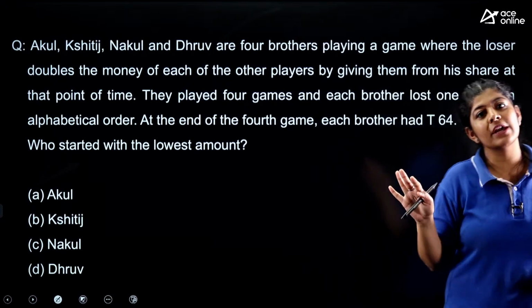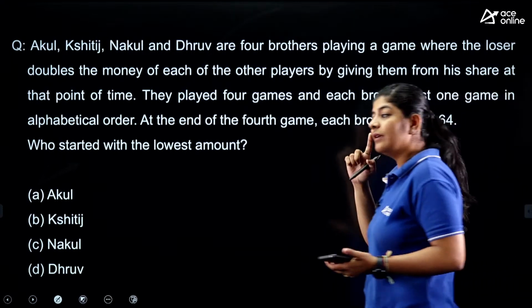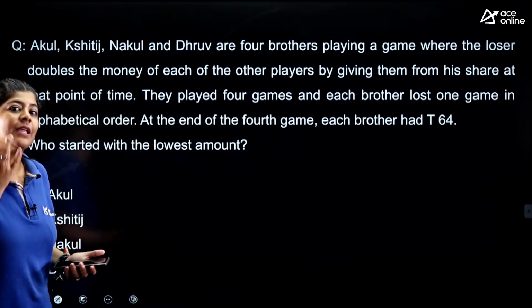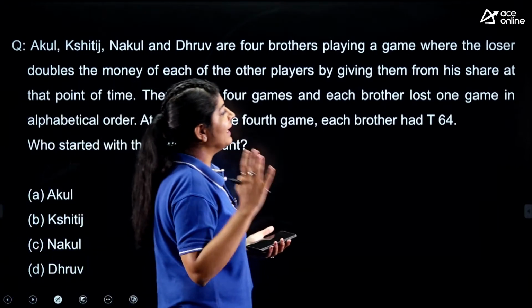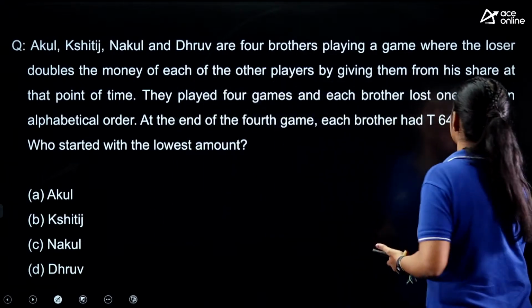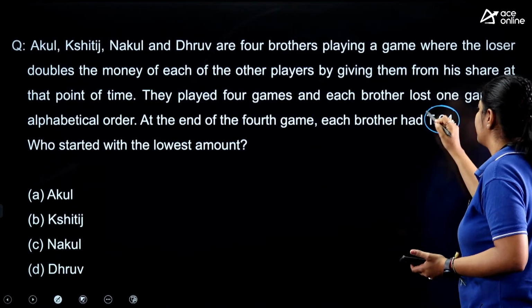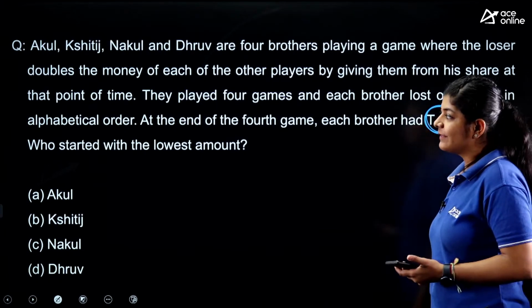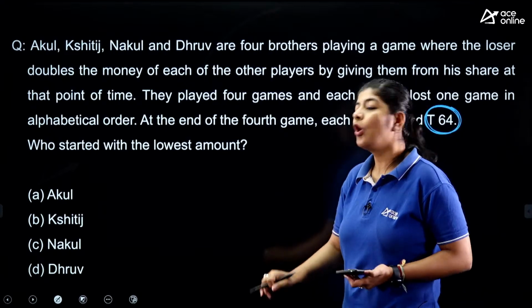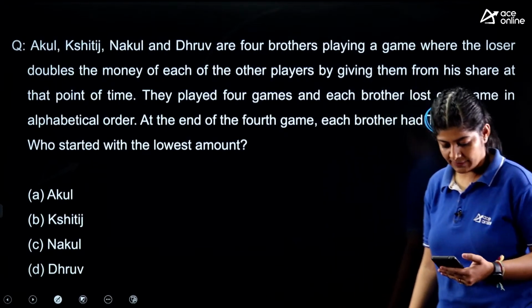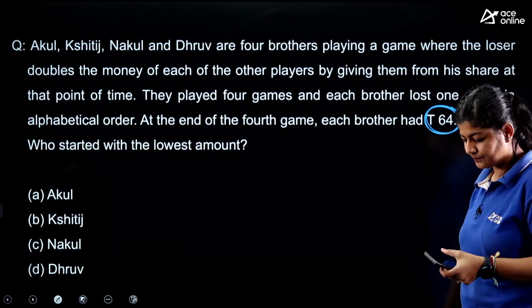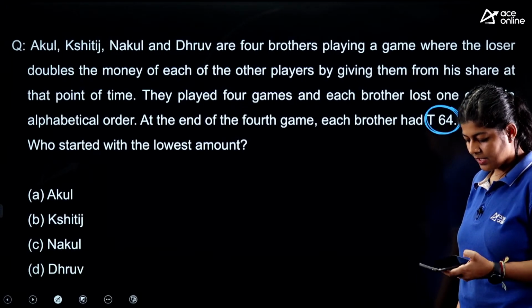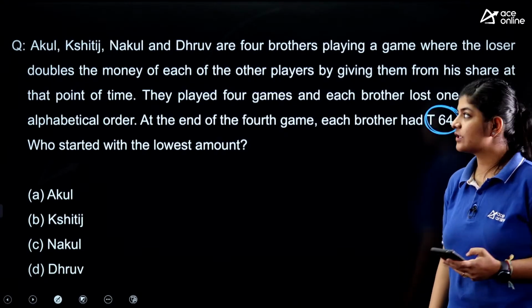Now they played 4 games, and in each game one brother lost, and they lost in alphabetical order. At the end of the games, each brother has 64 rupees with them. With the help of this data, we need to figure out who started with the lowest amount. How are we going to find out?